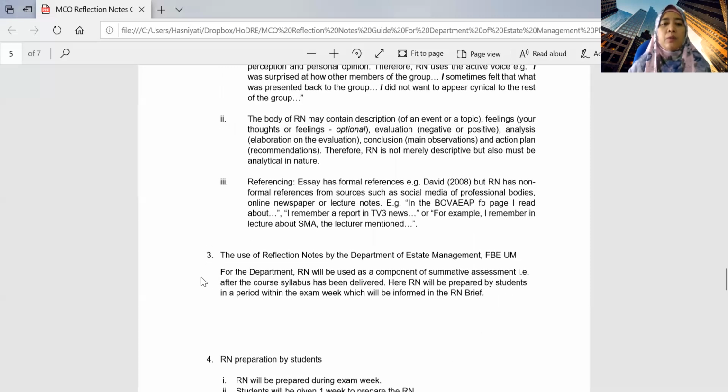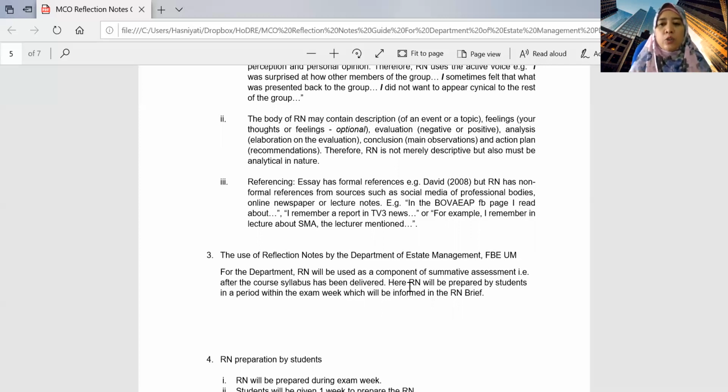Now, how do we use the reflection notes in terms of your assessment? For the department, the reflection notes will be used as a component of summative assessment, which is after the course syllabus has been delivered. So it's at the end of the semester during your exam week. Here, reflection notes will be prepared by students in a period within the exam week, which will be informed in the RN brief. Now, the RN brief is essentially the instruction document. We call it RN, reflection note brief.